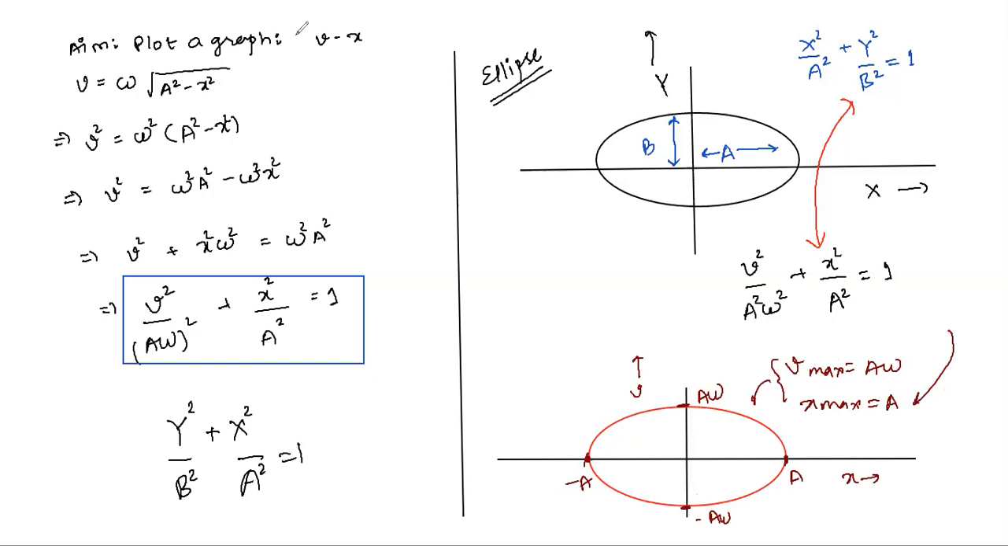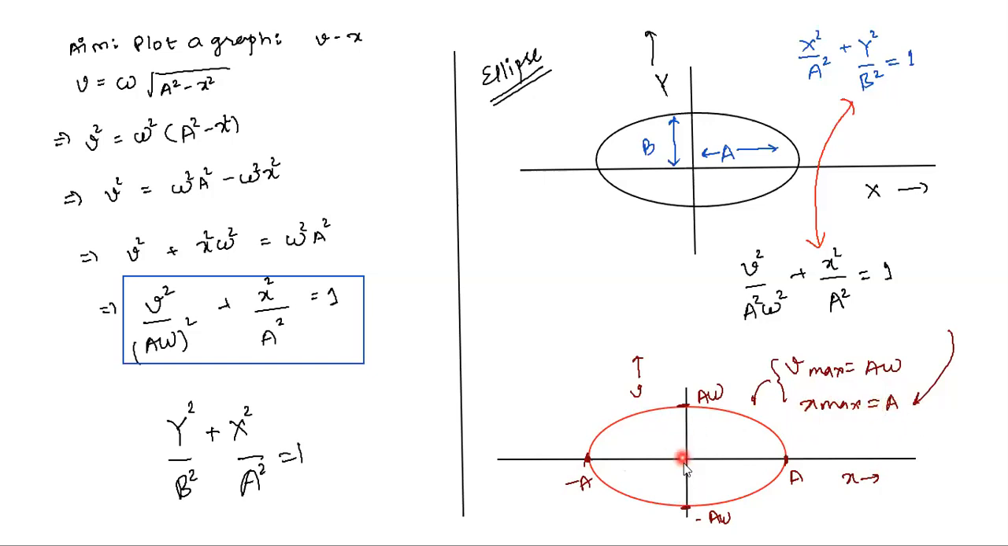See, if I talk about x, see how x is varying. x is varying between minus a and a. Between this entire portion, we have variation of displacement taking place. This x value is not going beyond a. So what can I conclude? I can conclude that x max is nothing but a, or the amplitude.